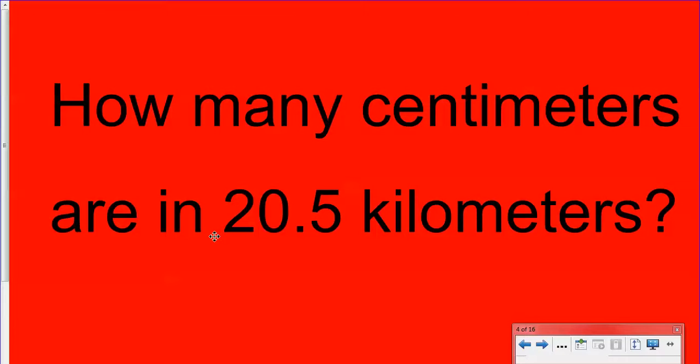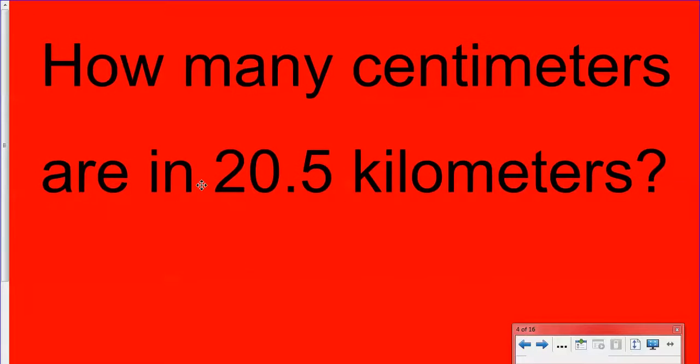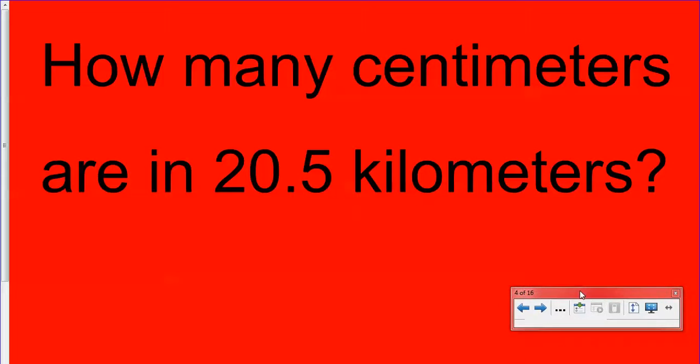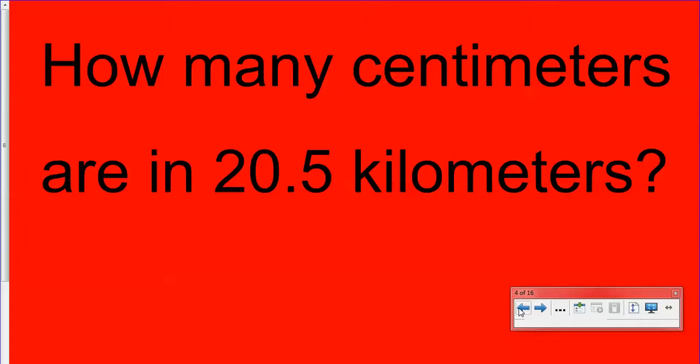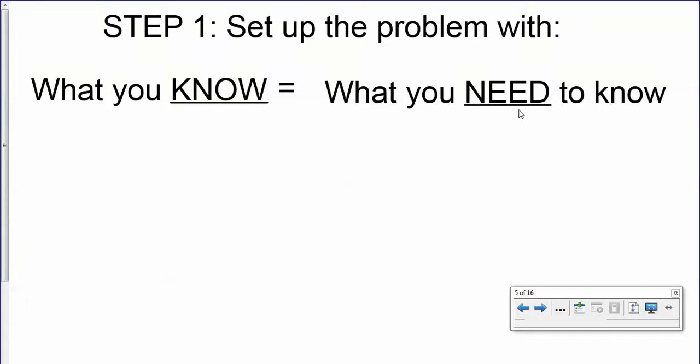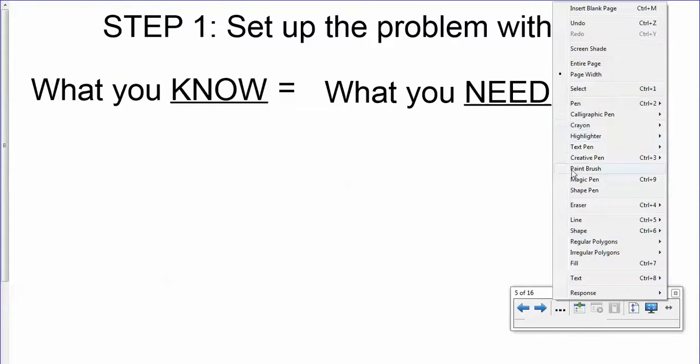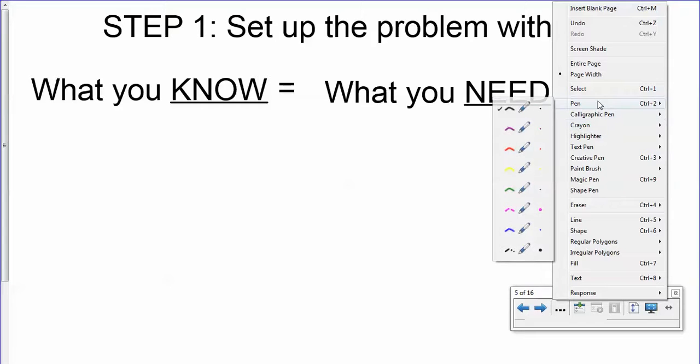So here's the problem I'm going to model for you. How many centimeters are in 20 and 5/10 kilometers, or 20.5 kilometers? How many centimeters are within that? So following my steps, my first step would be for me to set up the problem. I know that I am talking about 20.5 kilometers, and I'm trying to figure out how many centimeters I have. So I'm going to get my pen, and I'm going to just write this down.